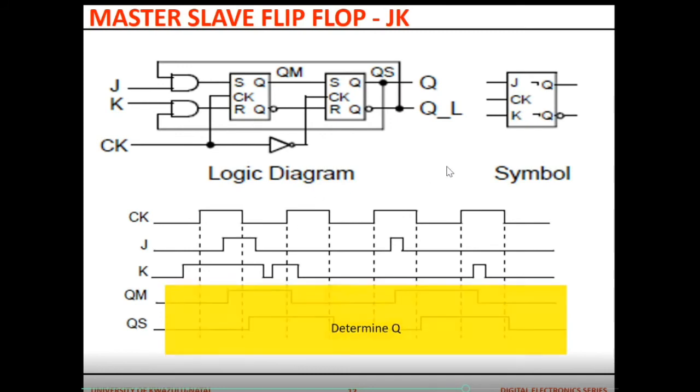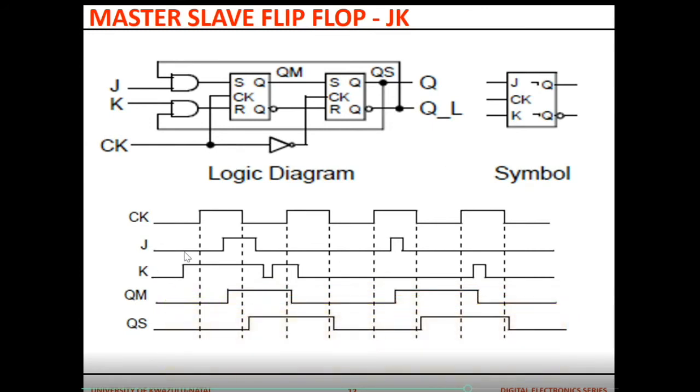So let's see what goes on here. JK, when the clock is low, remember it affects the master, which gives you QM. Okay, let's see. When the clock is low, QM is in memory. When the clock goes high, J is 0, K is 1, it will be reset. Are we together? And then let's go QM.